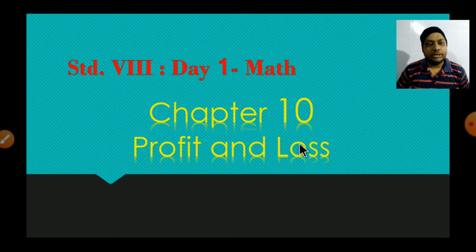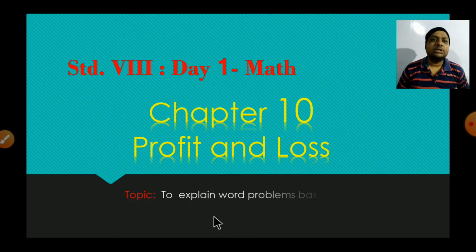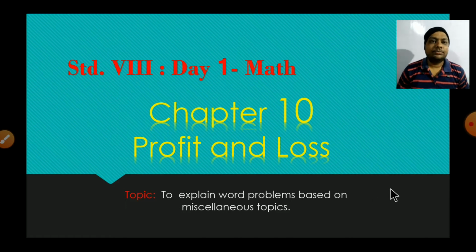And students, in previous class I have already discussed what is profit, what is loss, what is SP, it means selling price, and what is CP, it means cost price. And we have already discussed some formulas based on profit and loss. In the previous class we also discussed some word problems based on profit and loss. Now students, today I am going to discuss some more word problems based on profit and loss. It means to explain word problems which are based on miscellaneous topics. Okay students, so let's start the class now.